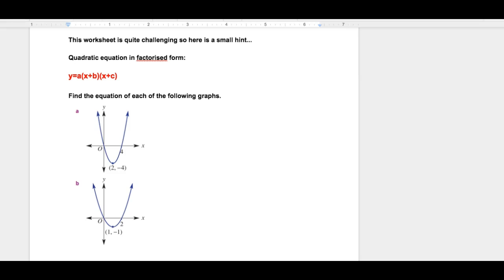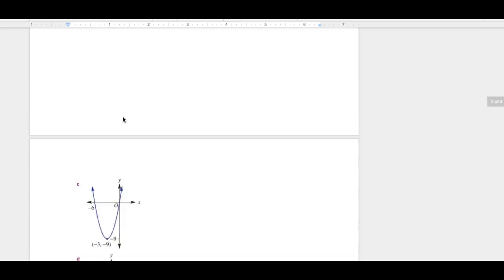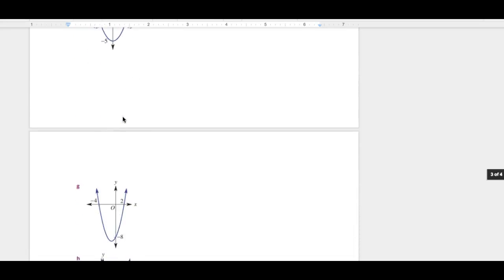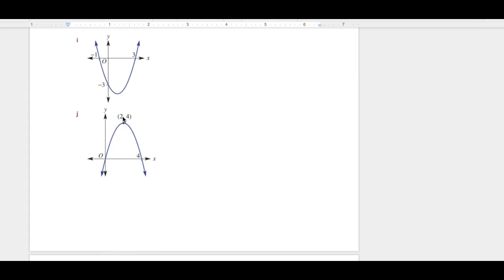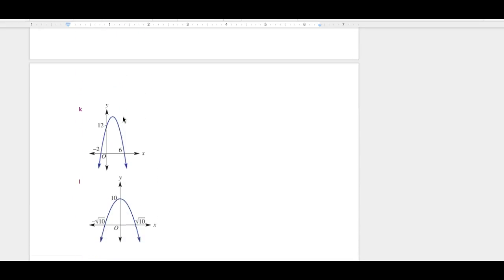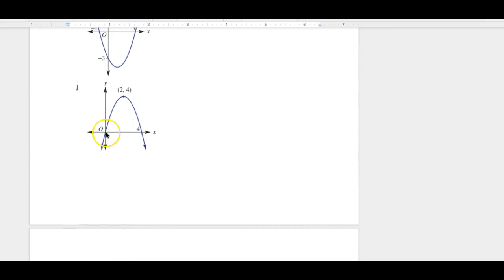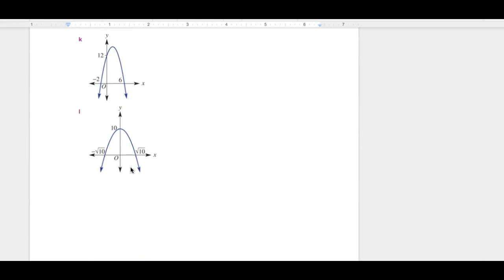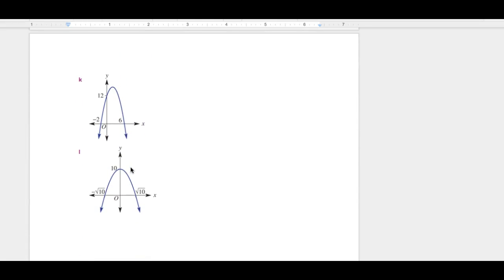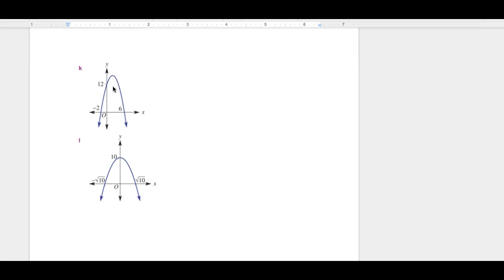All right, let's have a look at another one. So I'm going to skip the positives, move on to a negative one. I'm not going to do J, because J goes through 0, 0, so it's not going to make anything more complicated for us. All right, question K is good because there's no turning point for this one. So we can't use the turning point, okay? Even though for question A we could use the turning point because it stated the turning point, for K we can't use the turning point. So we do have to use the factorized form.